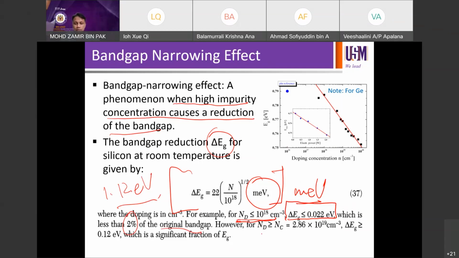However, when your ND is more than 2.8 times 10 to the 19, which is the effective density of states of electrons in the conduction band, you'll be seeing the delta Eg to be about 0.12 electron volt, which is a lot bigger than the previous case, which is more significant fraction of Eg, right? So you can illustrate this in the form of this graph. Y-axis shows your band gap, and x-axis shows your doping concentration. Okay, so that's the change you're going to see in this case for germanium, right? It's for germanium. Germanium has 0.7 electron volt. Okay, so you're going to see more and more changes above 10 to the 18.